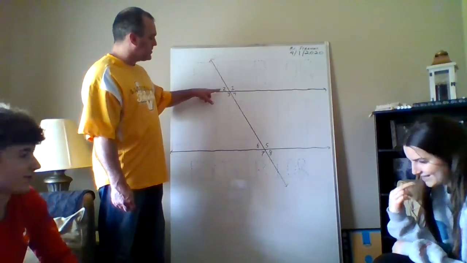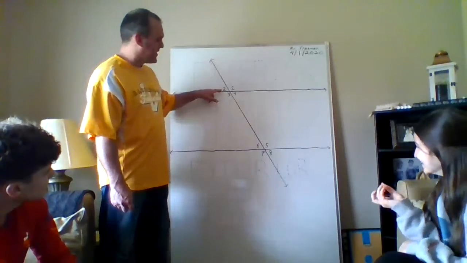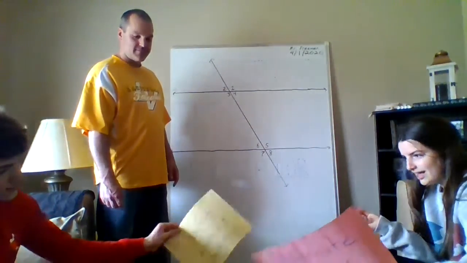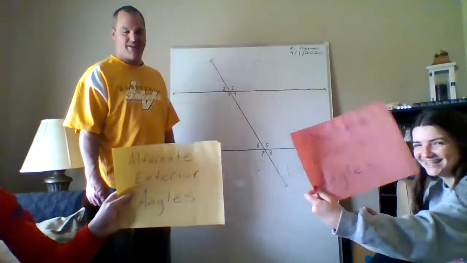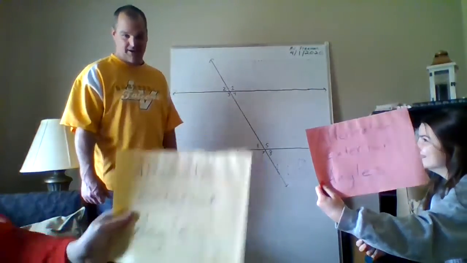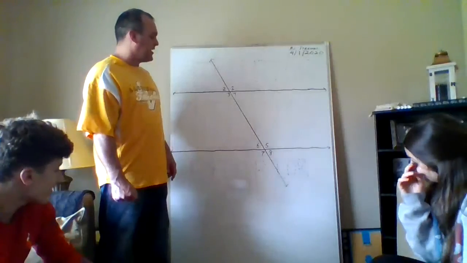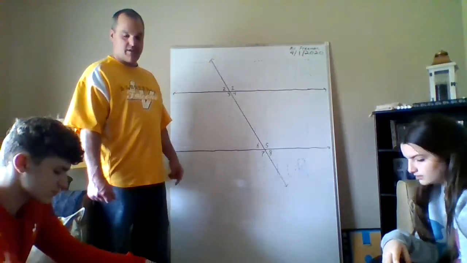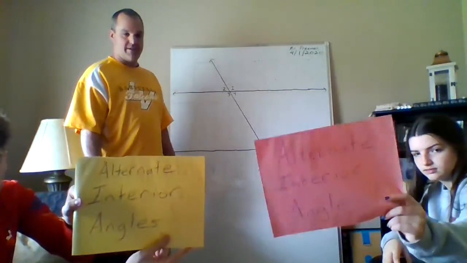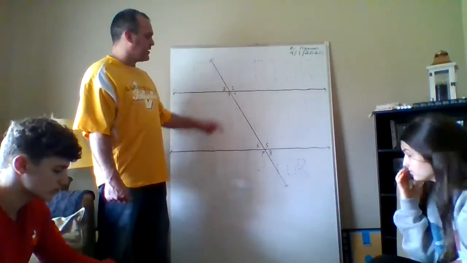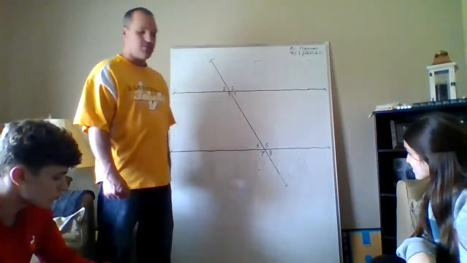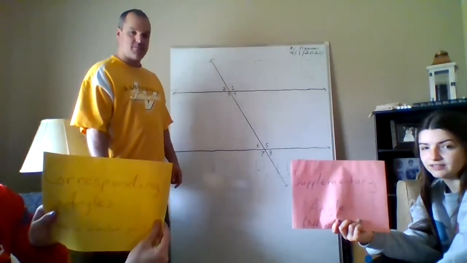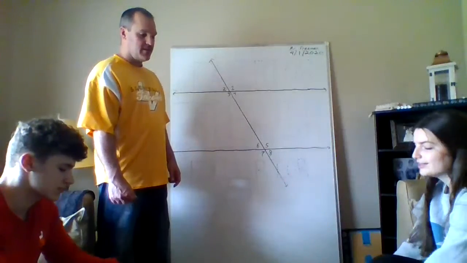What about angles 2 and 8? Exterior. Those are alternate exterior angles. Very good. How do angles 3 and 5 relate to each other? Alternate interior angles, getting good. How do angles 4 and 8 relate to each other? Corresponding angles is correct.